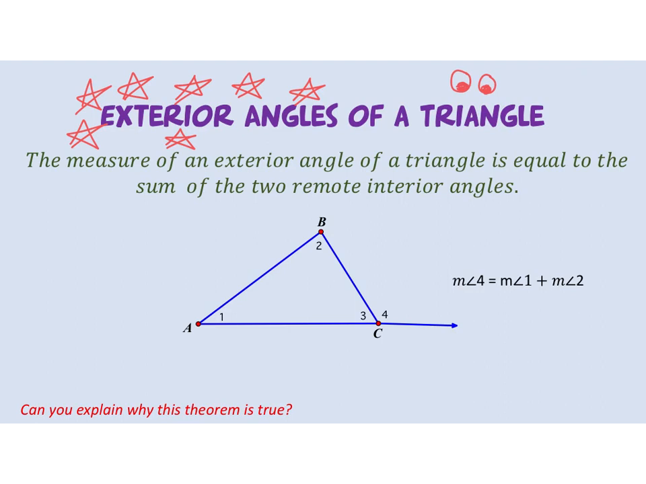So let's look at what it says here. It says the measure of an exterior angle of a triangle is equal to the sum of the two remote interior angles. So the exterior angle, how you would get it is if you took a side of the triangle and you extend it. So here we have 4. And so what this is saying is the measure of angle 4 is going to equal the sum of the two remote interior angles. I always call them the non-adjacent interior angles because 3 is adjacent to 4. So it's going to be the sum of the two non-adjacent interior angles.